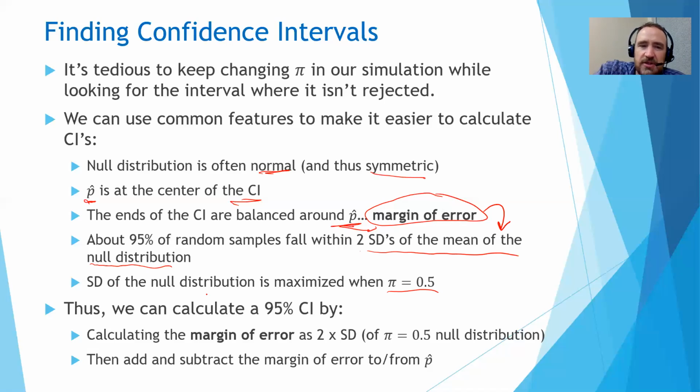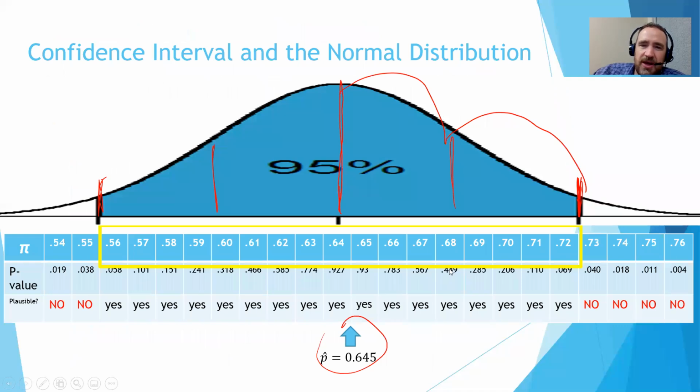And that'll give us the SD we want for our confidence interval. So these things together give us a little approach to calculating a confidence interval with a simulation-based approach. We can calculate the margin of error by finding 2 times SD, and we can use a simulation with pi as 0.5 to find SD, and then double it. We got ourselves a margin of error, and then we add and subtract the margin of error to and from p hat. Let me just jump back here.